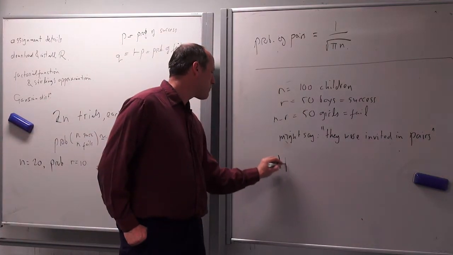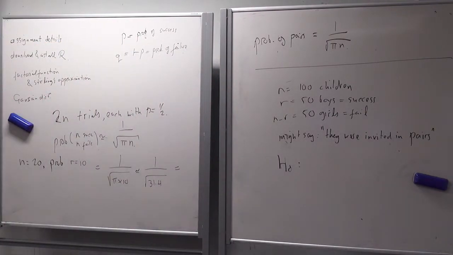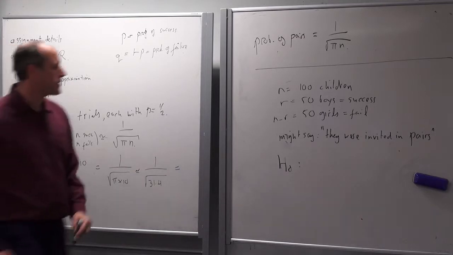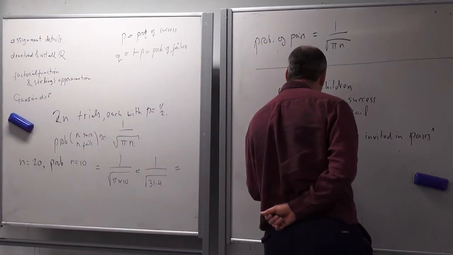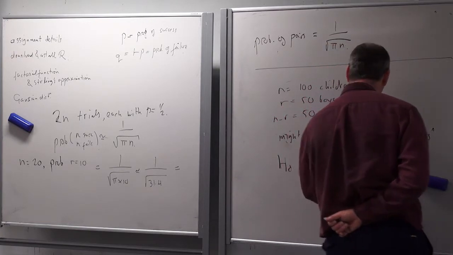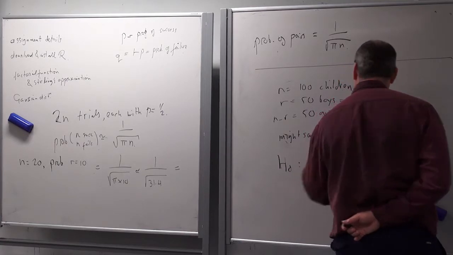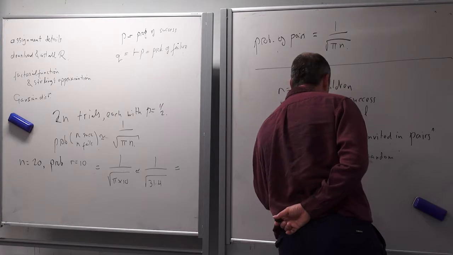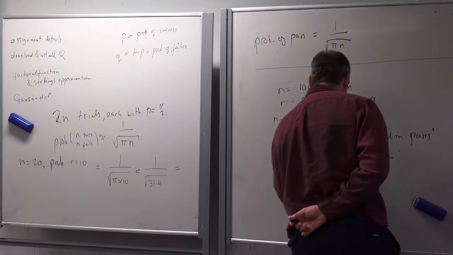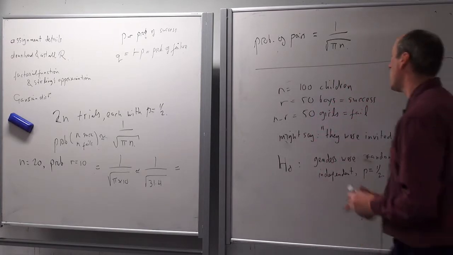What's the null hypothesis? The null hypothesis is the negation of what you're looking for. So somebody says, I bet you invited them in pairs, so there's no boys left over and no girls left over. But the null hypothesis is pretty much that the genders were random, independent, with probability of having a boy being a half. So there's my null hypothesis.